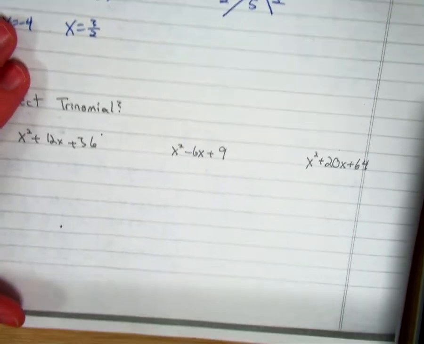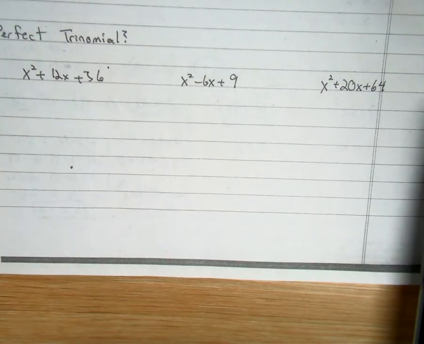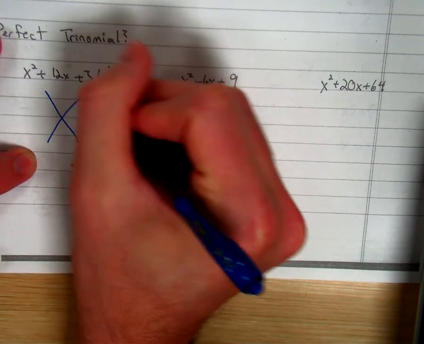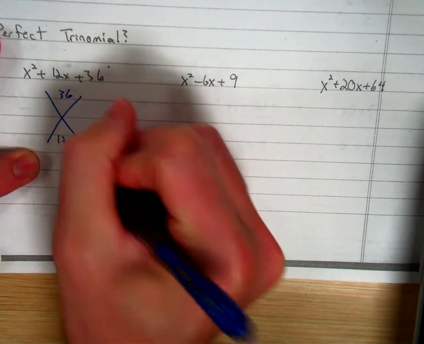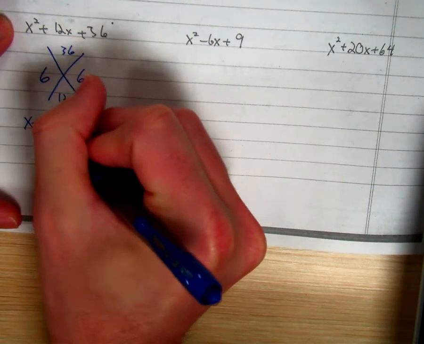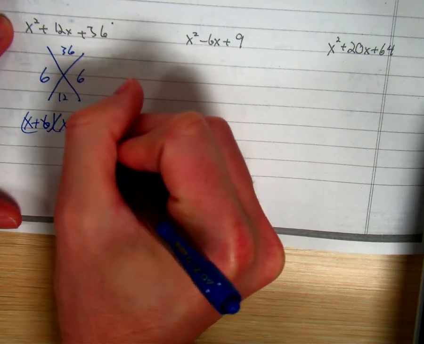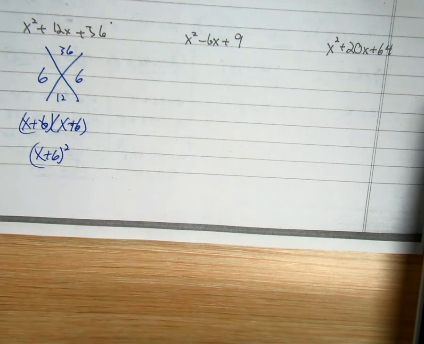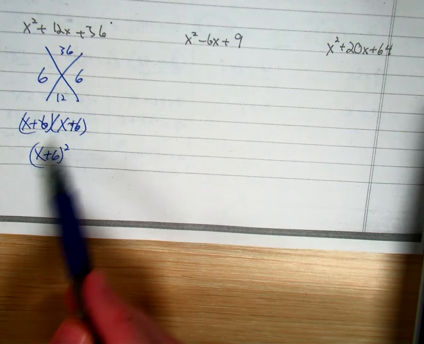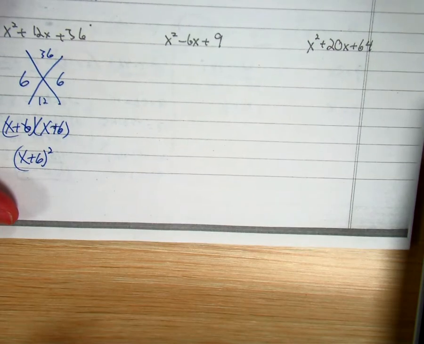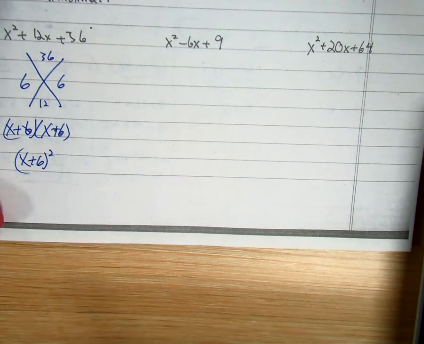Okay, last set of problems that you're going to have on homework tonight. Is it a perfect trinomial? What does a perfect trinomial look like? Well, let's look at our first one together. What multiplies to 36 and adds to 12? 6 and 6. So this would have been x plus 6 times x plus 6, or x plus 6 squared. Perfect trinomial, because it was a binomial squared to get there. Okay? How about you try the next two and see if those would be perfect trinomials.